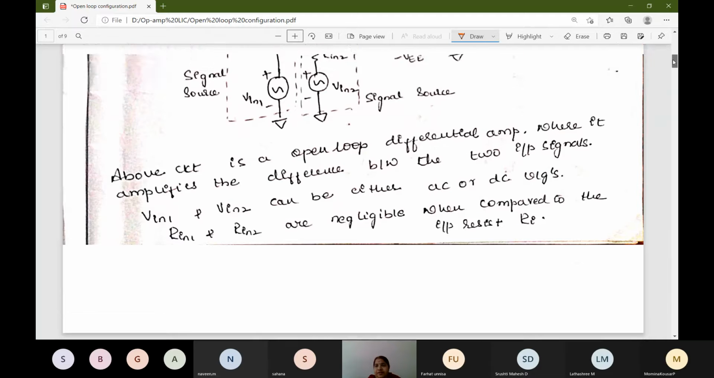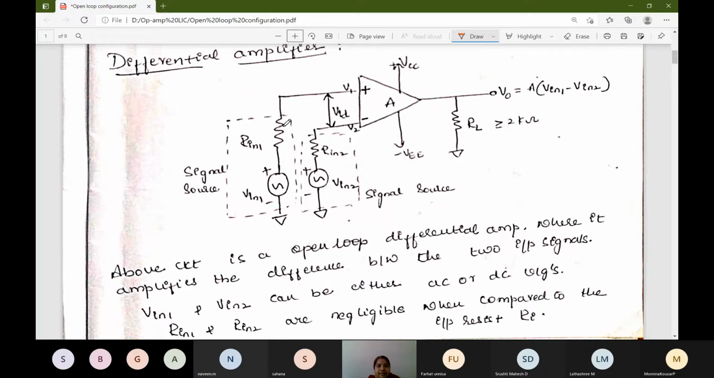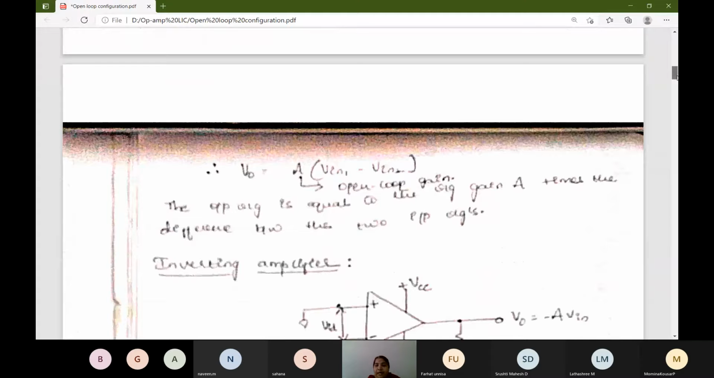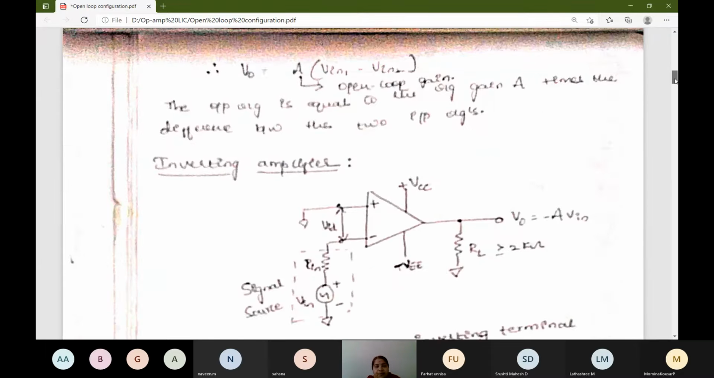The input resistances which we are giving in this circuit, that is RI1 and RI2, are negligible when compared to the input resistance of the op-amp. As we have studied, the op-amp ideally has infinite input resistance, so practically it will be in megaohms. In a differential amplifier, we give input to both the terminals, both inverting and non-inverting, and the equation is V0 is equal to A into (VIN1 minus VIN2).